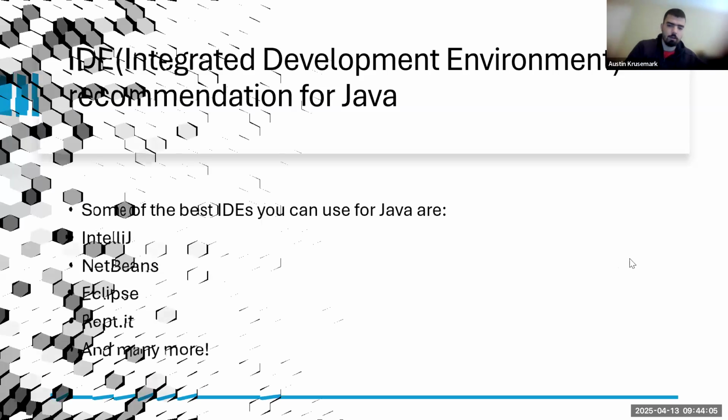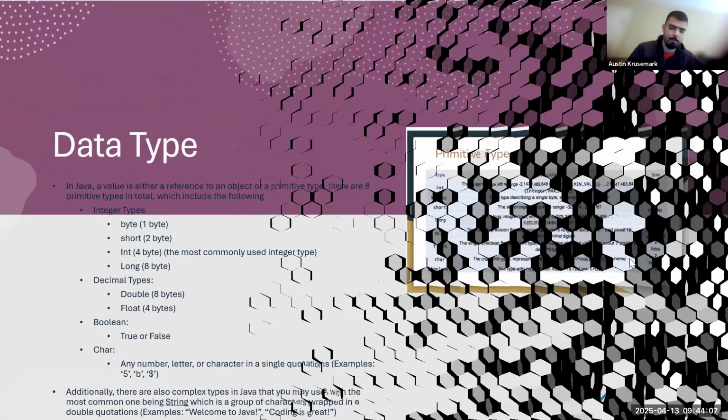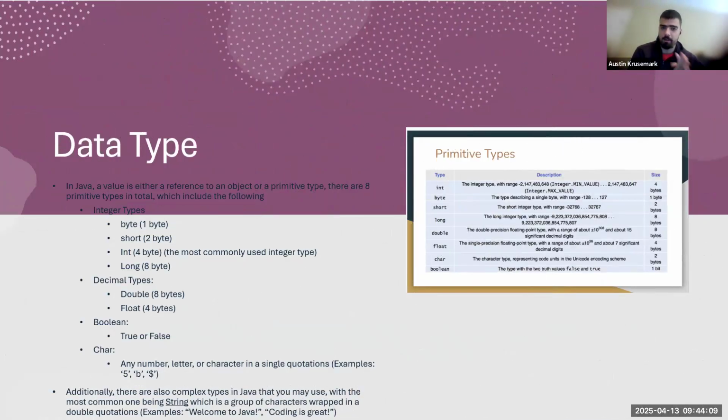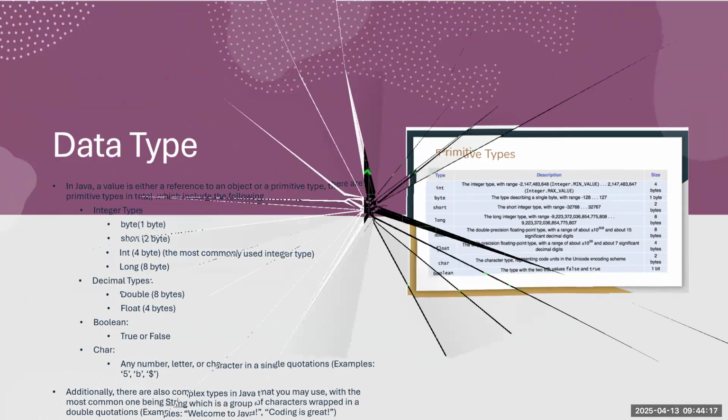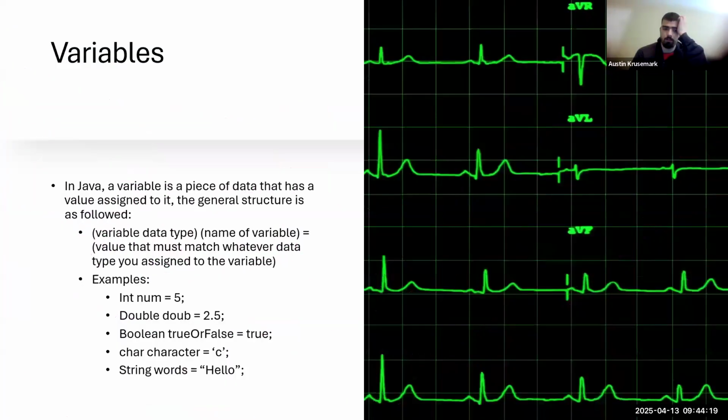Okay, any questions regarding the data types? Why we might need them, or any confusion among any of them? Okay, that's good. So next thing I'm going to go over is a variable.